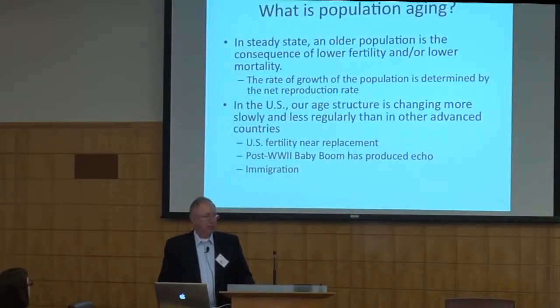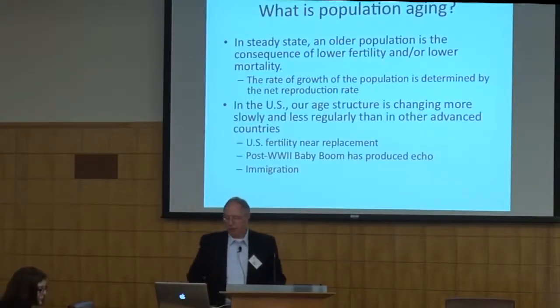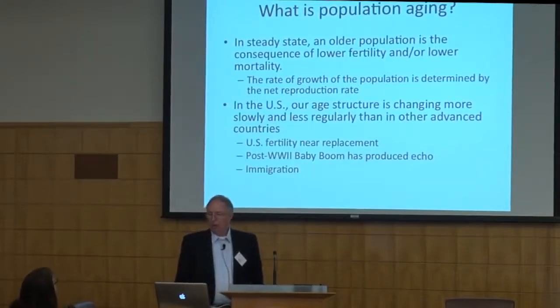So what is population aging? Well, in steady state, an older population is the consequence of lower fertility or lower mortality, and the rate of growth of the population is really determined by the net reproduction rate. So it's largely a fertility-driven issue as to the overall rate. And given stable fertility and mortality, one can get an older population or a younger population, depending on what the rate of growth of the overall population is.